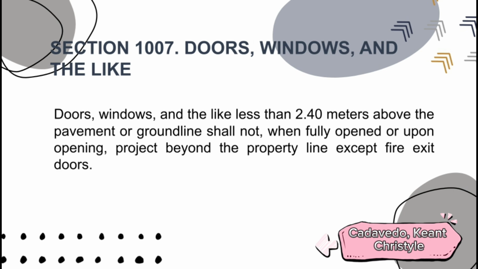Section 1007, ito naman yung sa doors, windows, and light. So, except for fire exit doors, windows, and the like that is less than 2.40 meters above the pavement or ground line ng isang building, shall not project beyond the property line kapag ito ay fully open or upon opening.